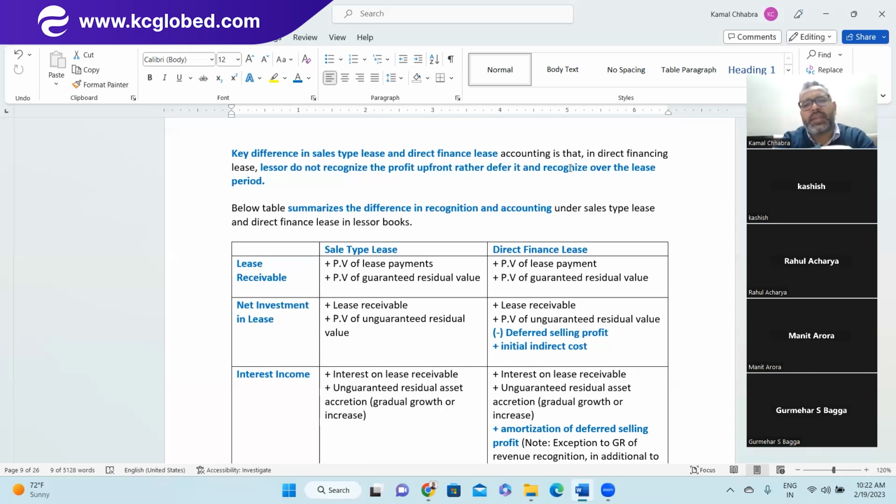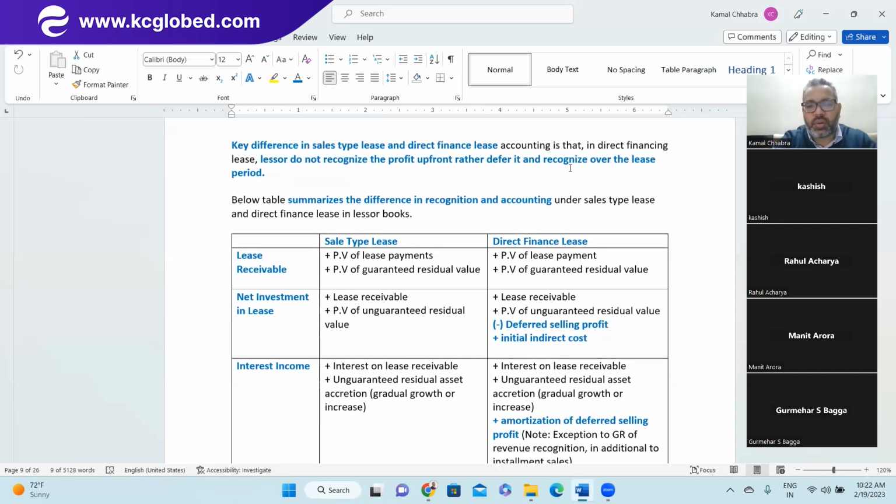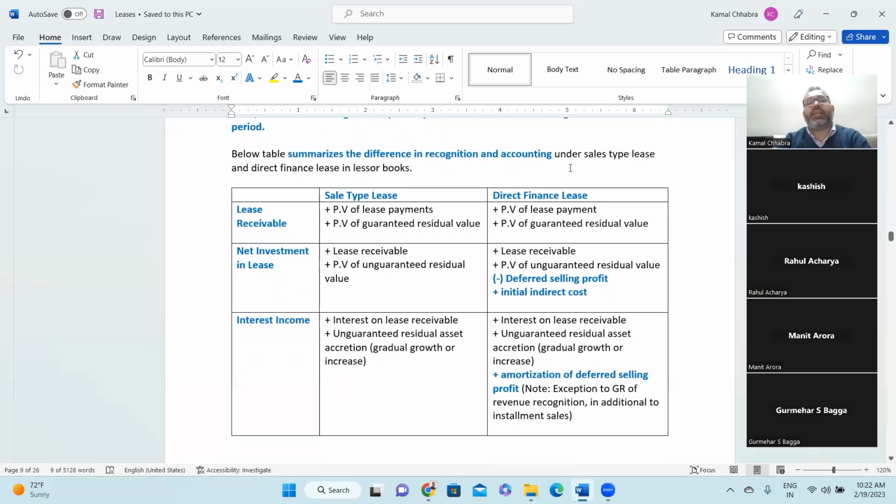So here is the summary of the difference, how to recognize and do the accounting under the sales type lease and the direct finance lease. So first thing is lease receivable. How do you calculate the amount to be considered as a lease receivable? In the sales type lease as well as in the direct finance lease, both are the same.